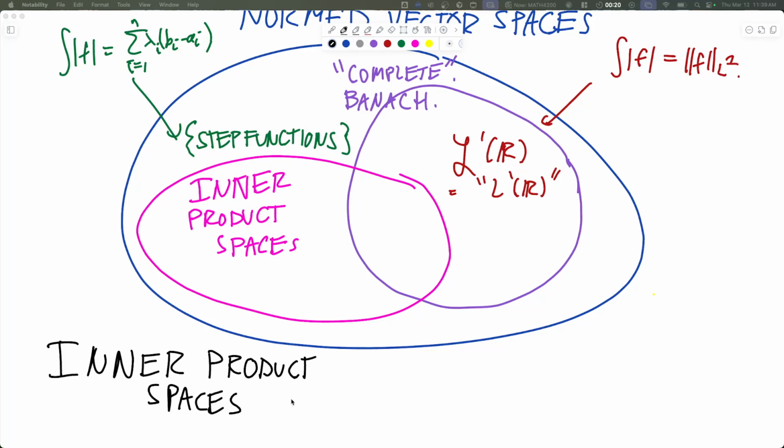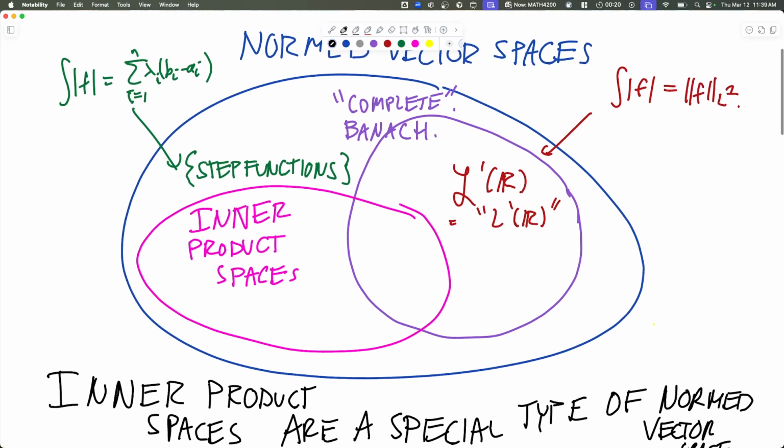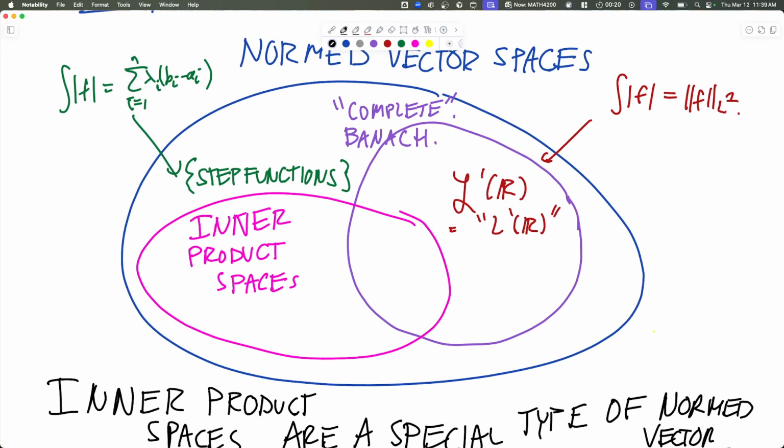Okay, inner product spaces are a special type of norm vector space. So that is essentially the circle we've done so far, right? Norm vector spaces is everything.